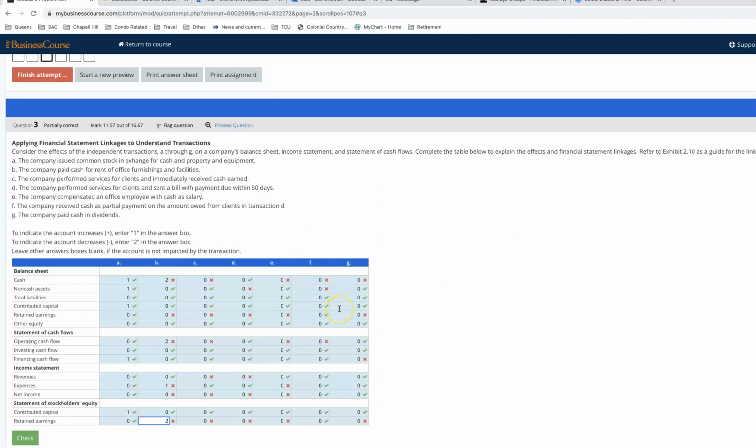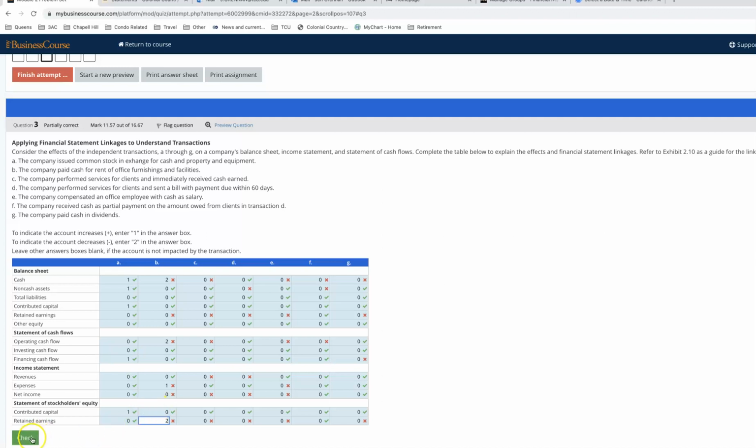We haven't talked about retained earnings, but the important thing to know, and we'll talk more about this in week 2, is that retained earnings changes based on whatever happens on the income statement. When I have revenue, retained earnings grows. When I have expenses, retained earnings shrink. The only other thing that will change retained earnings is if I pay a dividend. Then it will shrink as well.